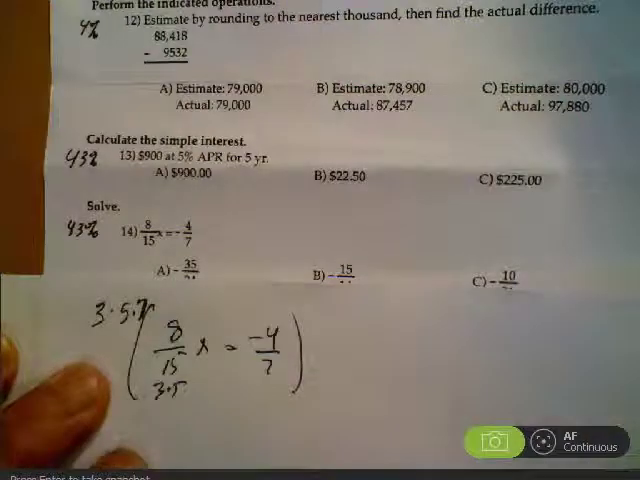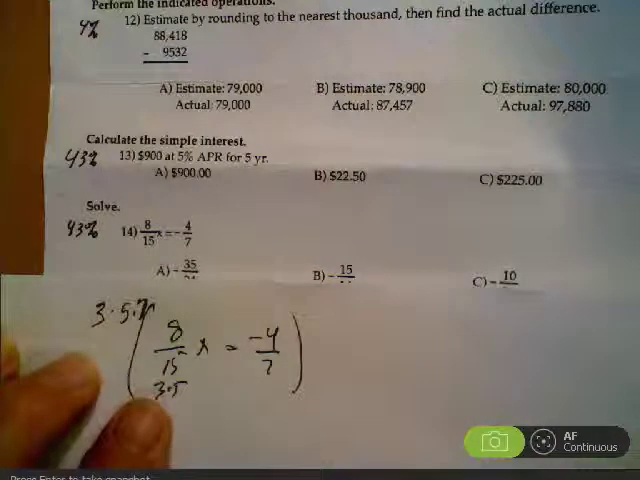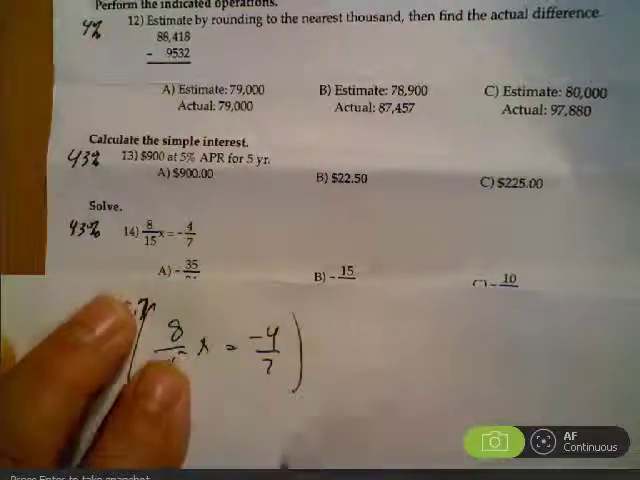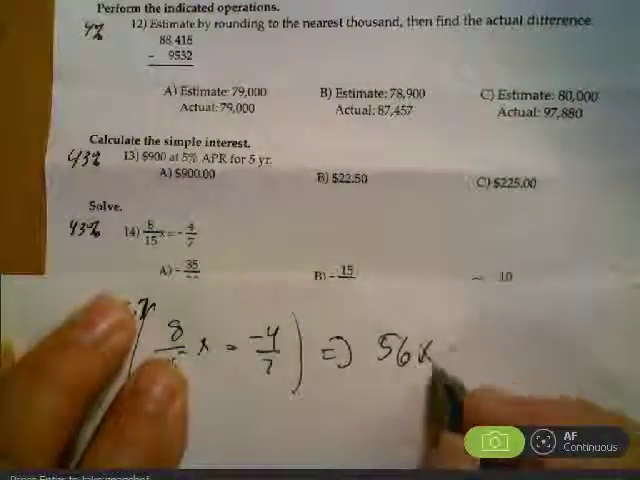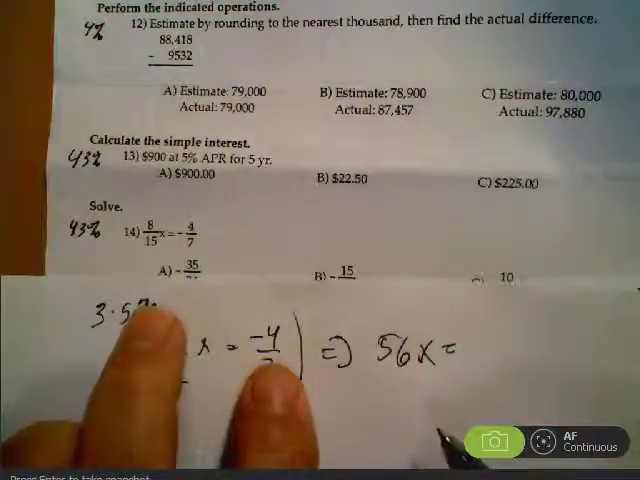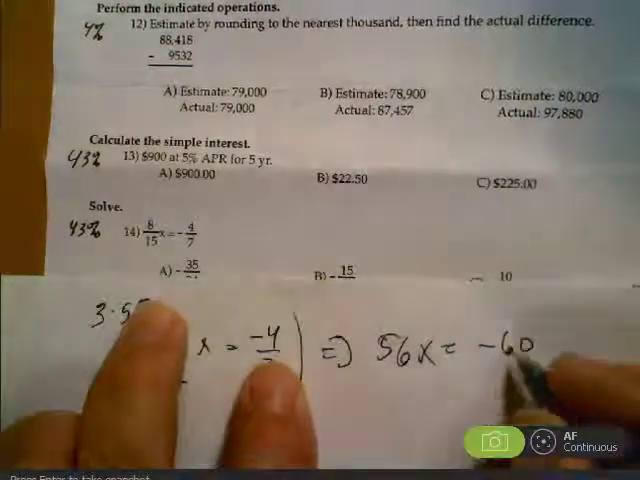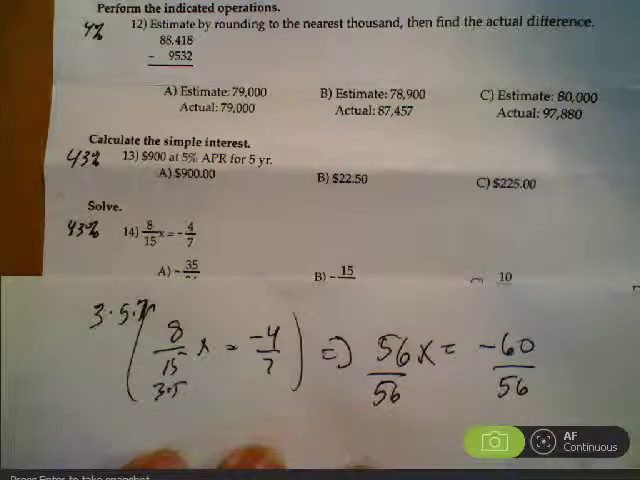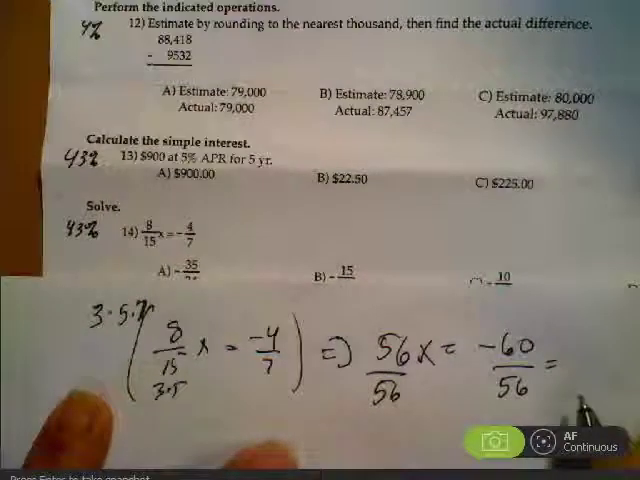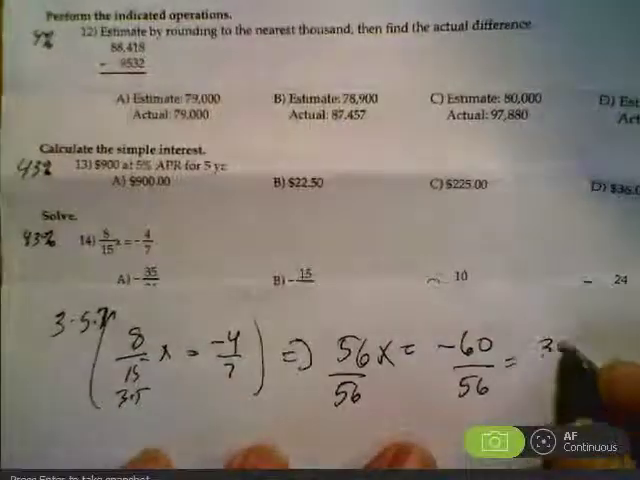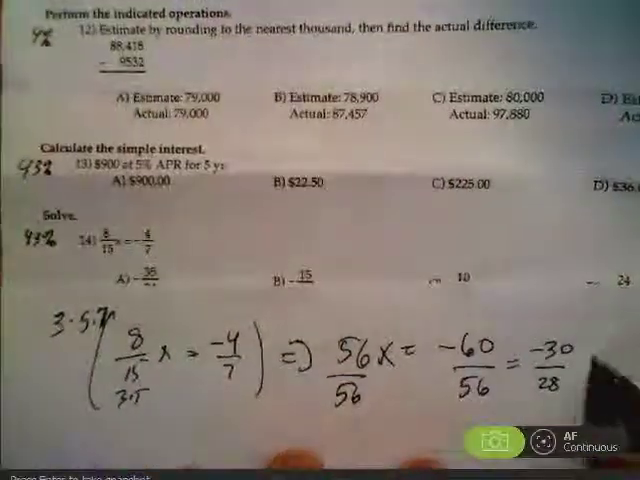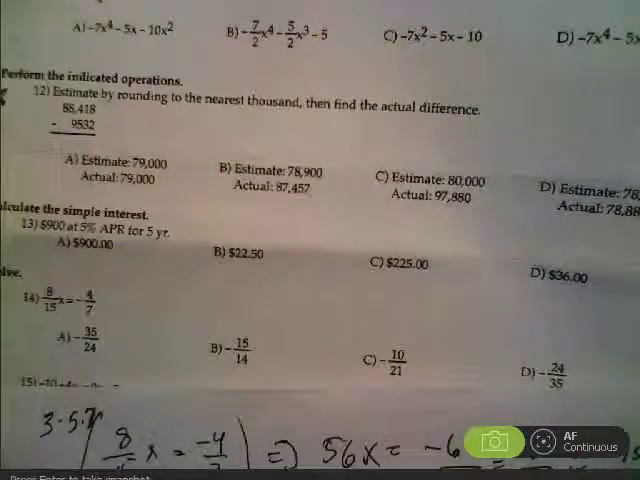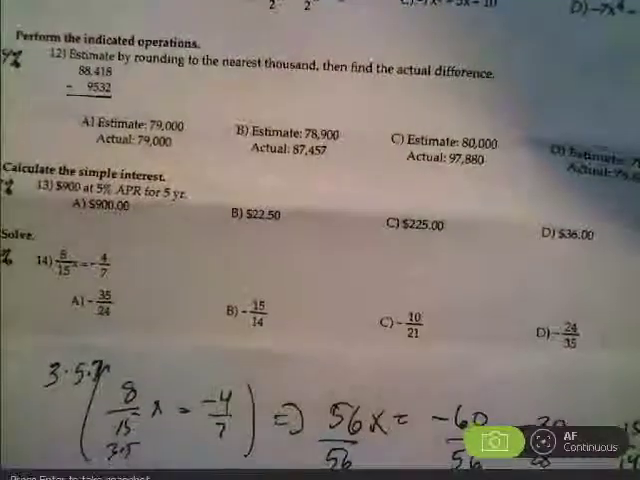So 35 times 3. We need all those numbers, but when we're looking we want to see, covering up the 15, we see 56x equals, and covering up the 7s, 15 times minus 4 is minus 60. So that when we divide by the 56, we can just keep reducing if we want. Minus 30 over 28, that's still even, so that's minus 15 over 14. And we look at our answers and see that it happens to be answer B. So we don't have to change that to a decimal or anything like that.